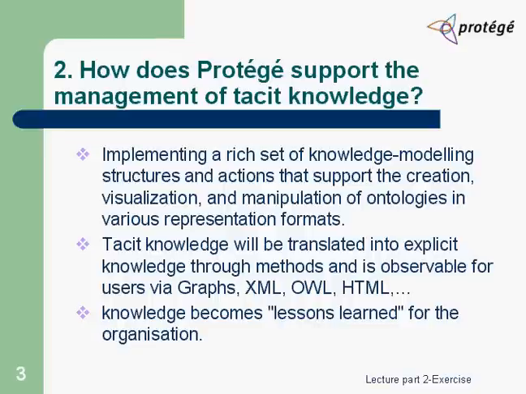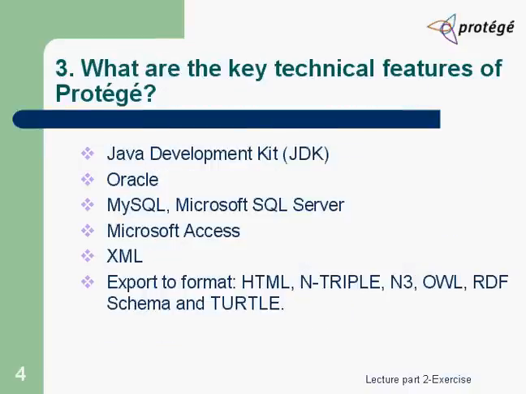system. Effective transfer of tacit knowledge is an important point for knowledge management tools. Protégé supports it by implementing a rich set of knowledge modeling structures and actions that support the creation, visualization, and manipulation of ontologies in various representation formats. Tacit knowledge will be translated into explicit knowledge through methods and is observable for users via graphs, XML, OWL, HTML, and other documents. Knowledge becomes lessons learned for the organization and for the future use.